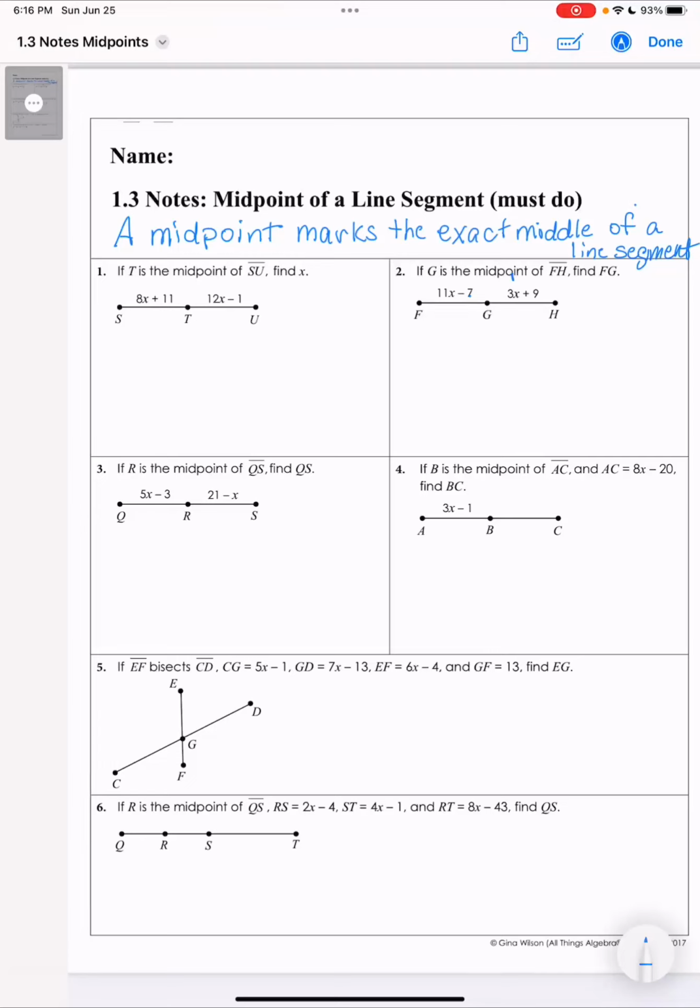Lesson 1.3. Today we're talking about the midpoint of a line segment. And the midpoint is just the spot that marks the exact middle of the line segment.